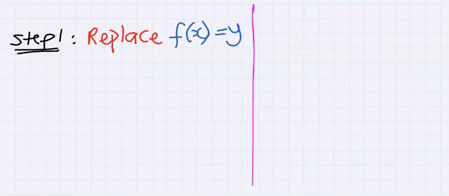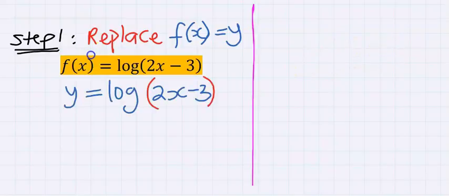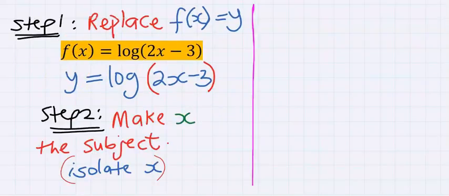Remember, in functions, f of x is equal to y. Hence, instead of f of x, I'm now going to have y. Step number 2. Make x the subject, that is, isolate x.